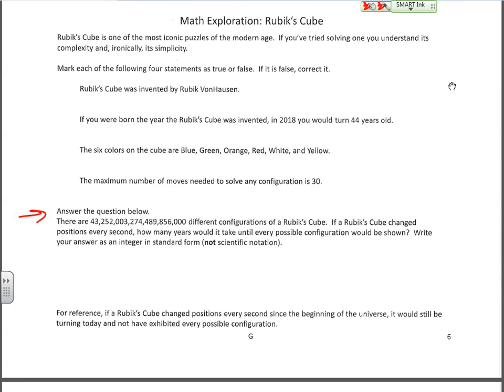Okay, and then, so you can kind of check your answer here. Is my number large enough? For reference, if a Rubik's Cube changed positions every second since the beginning of the universe, it would still be turning today and not have exhibited every possible configuration. Wow. That's amazing.